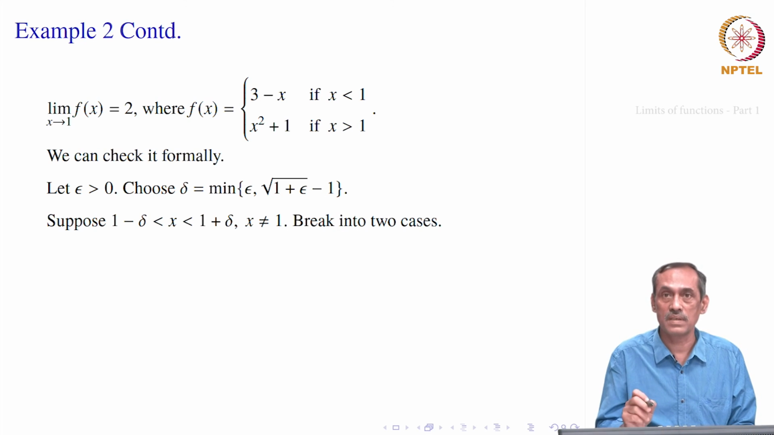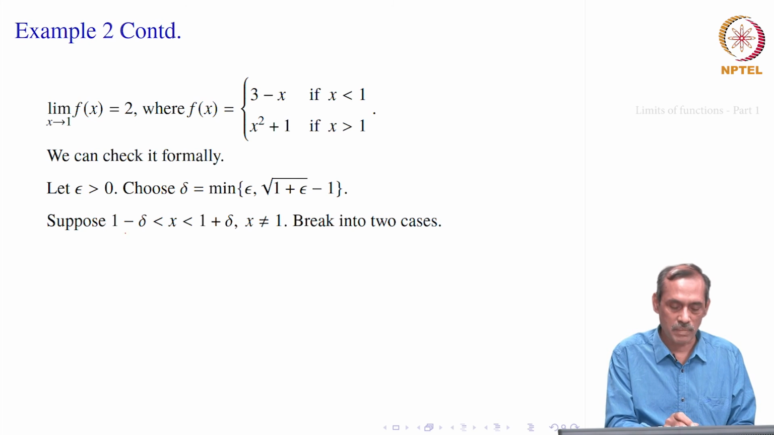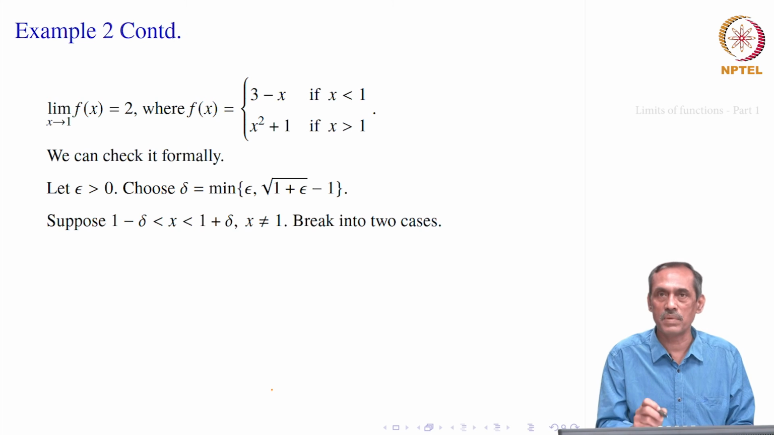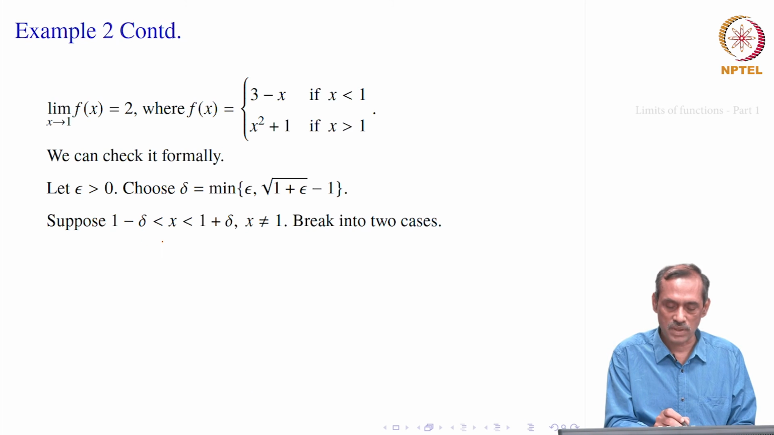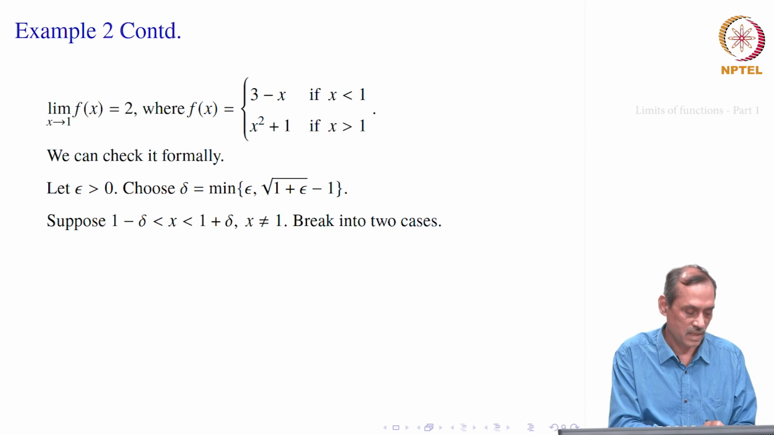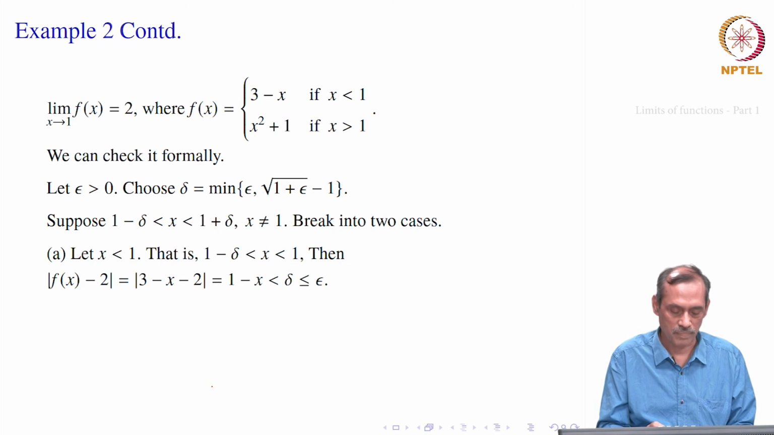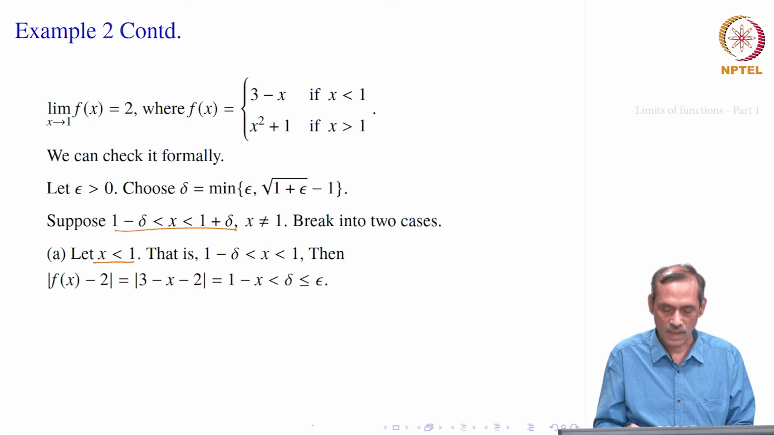Now, you have to start with any x near this 1, which is within delta, that is 1 minus delta less than x less than 1 plus delta, but x is not equal to 1. Take any x within that. Now, on the left side the function behaves in a different way than on the right side. So, we break into two cases depending on the value of x, whether it is less than 1 or bigger than 1. Let us consider the first case, say x is smaller than 1. So, this condition along with x smaller than 1 gives rise to 1 minus delta less than x less than 1. This is our assumption now.